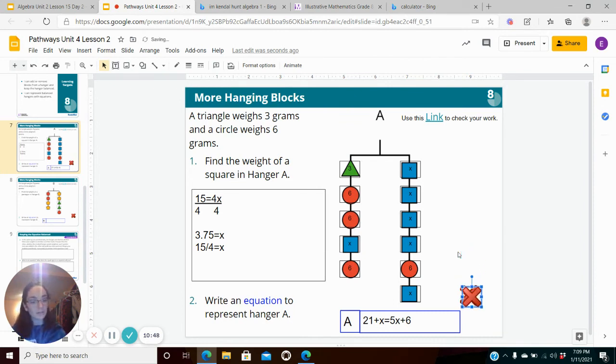Let me just get this here. Can't get it to fall perfectly on top. That's awkward.